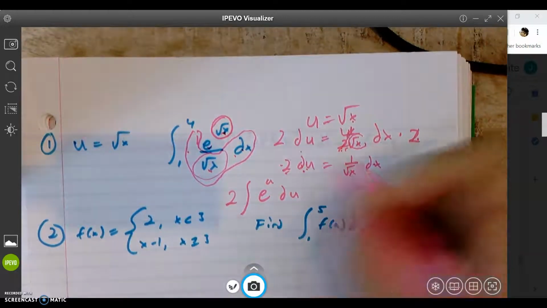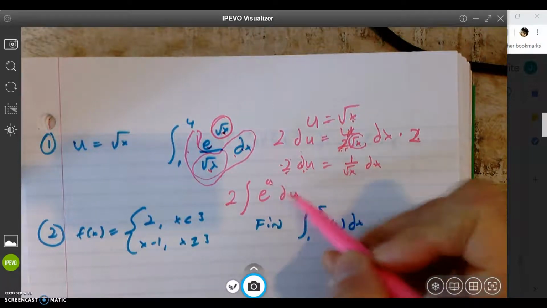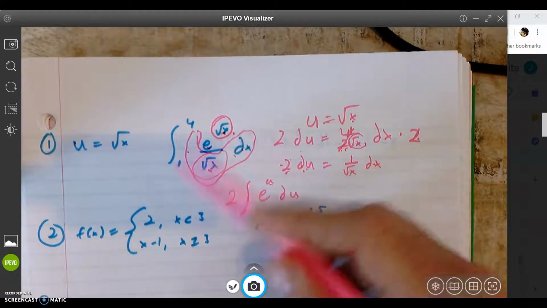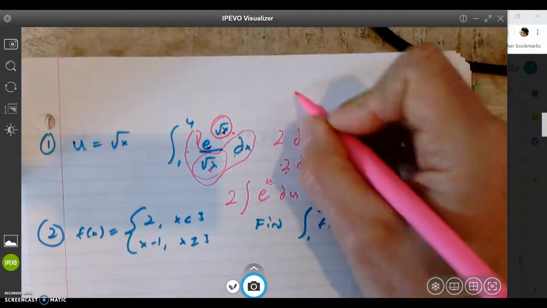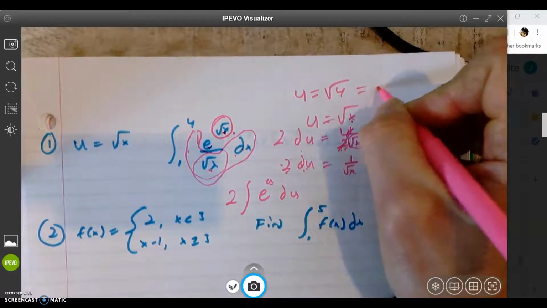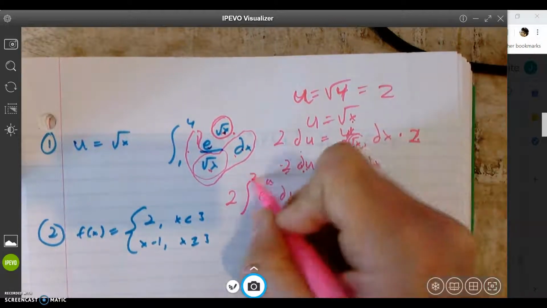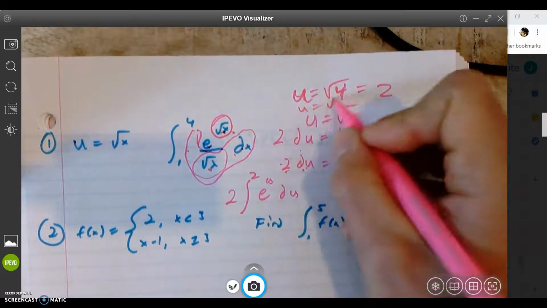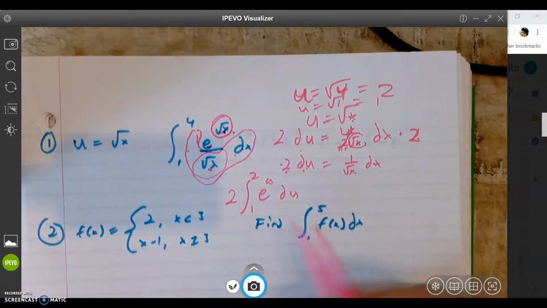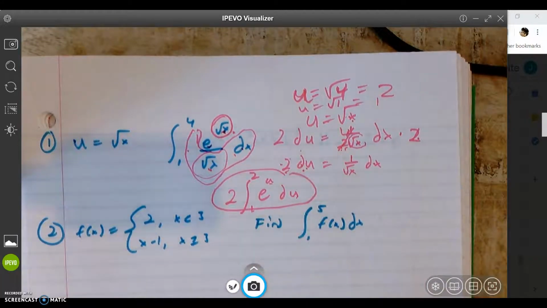du. Now, we don't know the upper and lower limits because now we are in u world. We are in terms of u now. And so this 1 and 4 is in terms of x. We have to do it in terms of u. So I need to plug these in here. So u equals radical 4. And radical 4 is 2. This is u. This is 4. So this is 2, the upper limit. And then u equals radical 1. Plug in 1 here. And so that's 1. And so the upper and lower limits is 1 over 2, so that is the final answer for number 1.